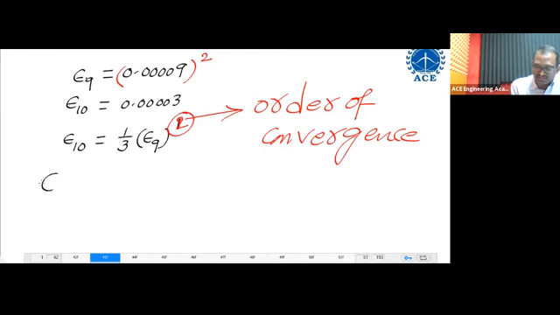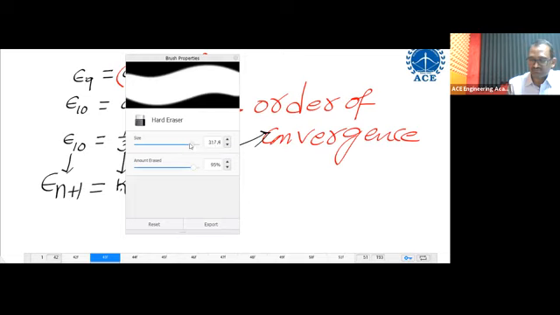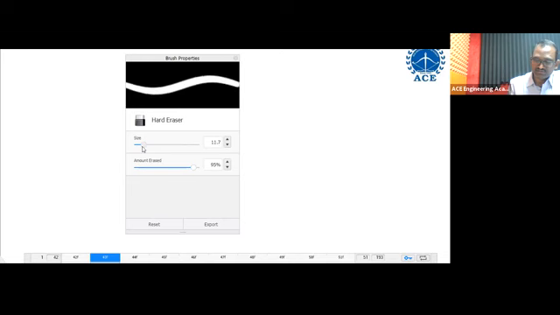So I can write like this. The error value at the n plus 1th approximation is equal to some constant times the error value at the nth approximation power p. Here k means 1 by 3, p means 2, and epsilon 9 means epsilon n. The error at the n plus 1th approximation is k times the error at the nth approximation power p. Then this p is called the order of convergence. Write the definition.